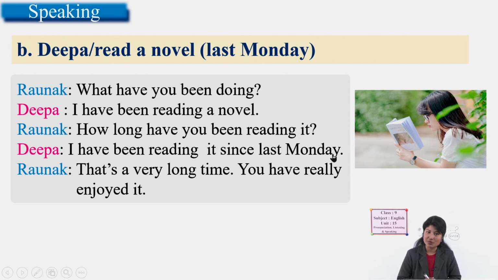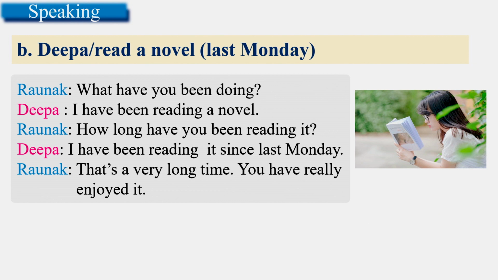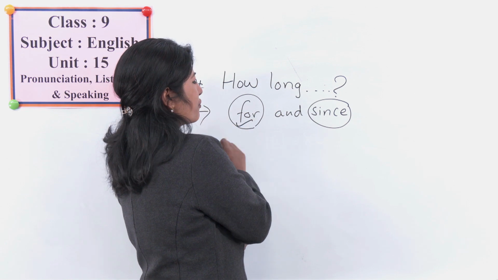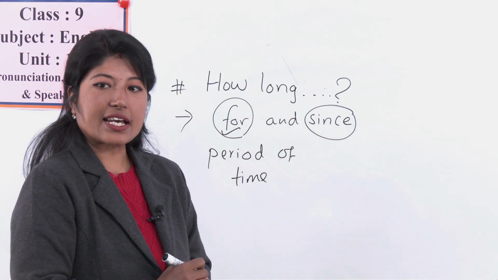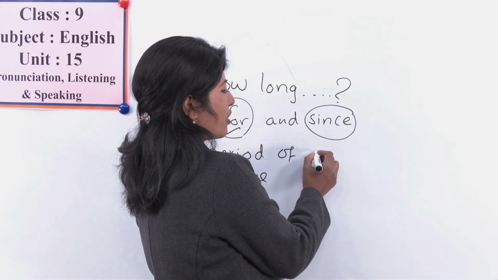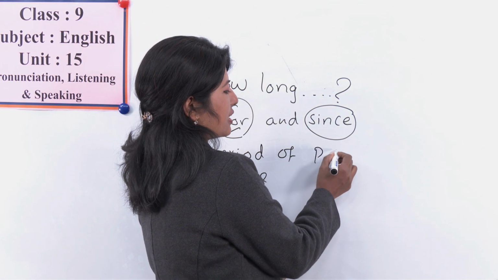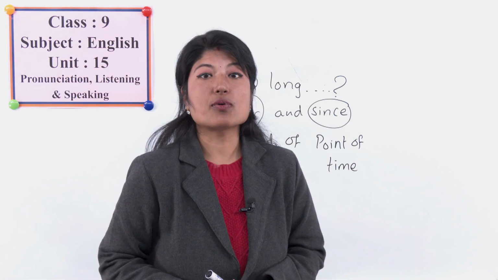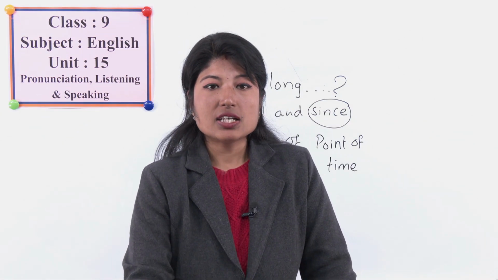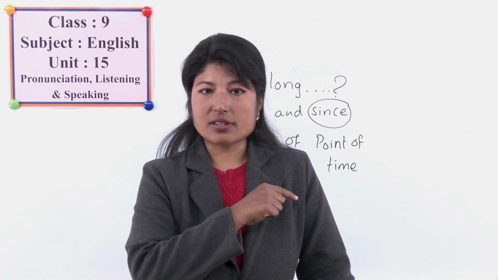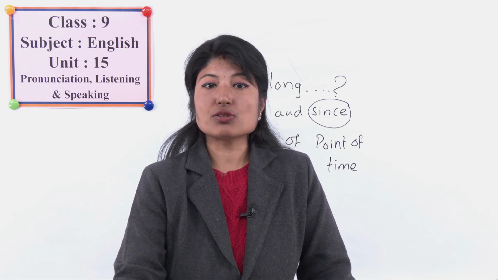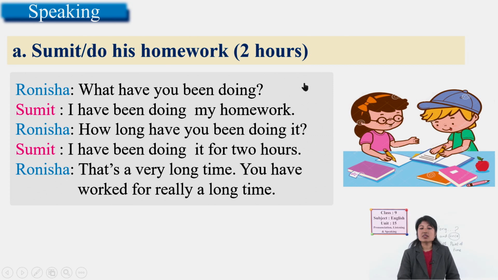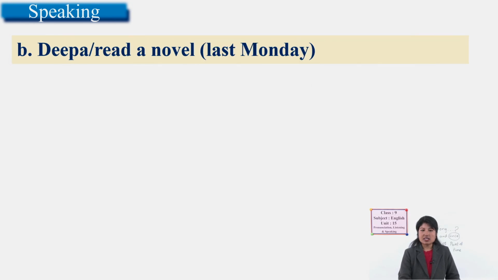Now you must have noticed. Yes, that is true. So we use for with a period of time and since with a point of time. So last Monday, Monday is the point of time, and before we talked about 2 hours. 2 hours is the period of time.